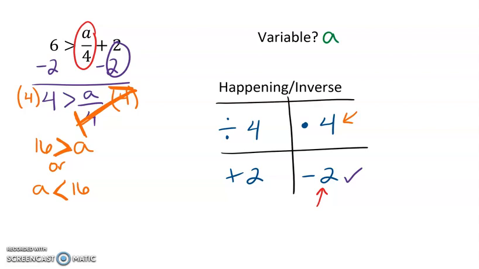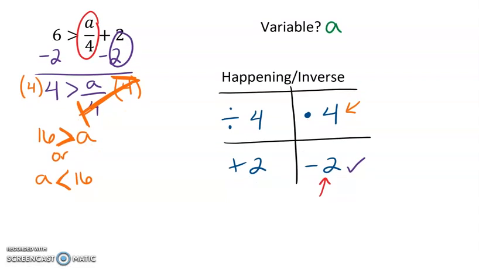So the top one says 16 is greater than a, which means that 16 is the biggest number that you can have. Technically, you can't actually have 16. You can have 15.99999 going on forever. So we're just going to round that up to 16. And so then this bottom one says that a has to be smaller than 16. So they both are saying the same exact thing.